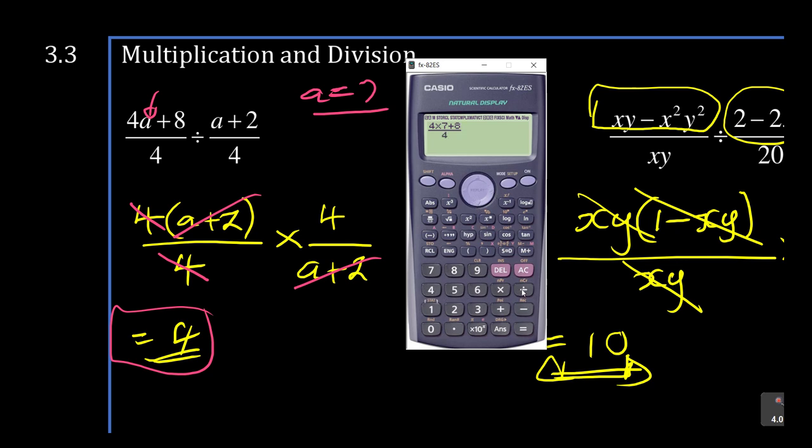Then I have divided by. Remember, what is my A? My A is 7. So it's 7 plus what? 2 over 4. Please use the original. If you say equal to, look at the answer. It gives me that guy there.